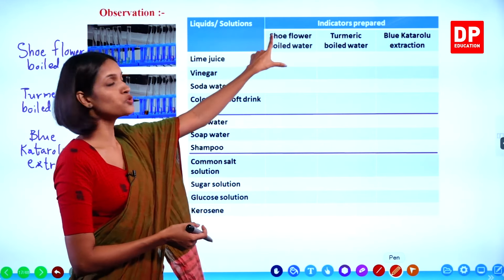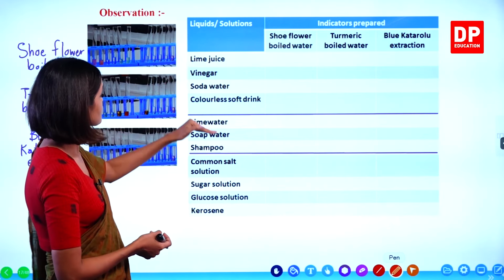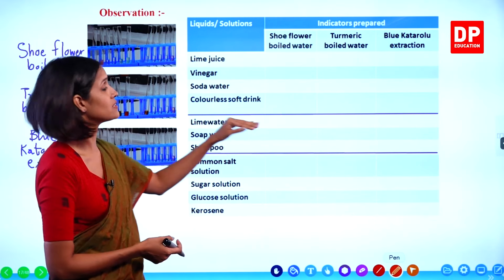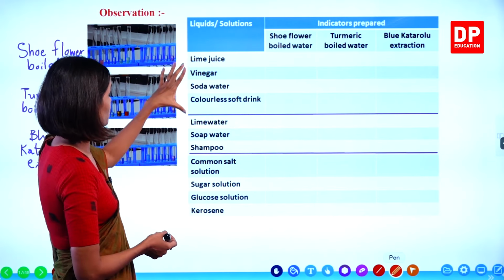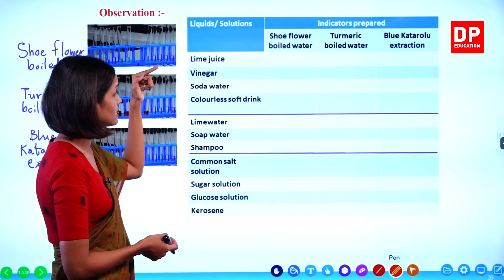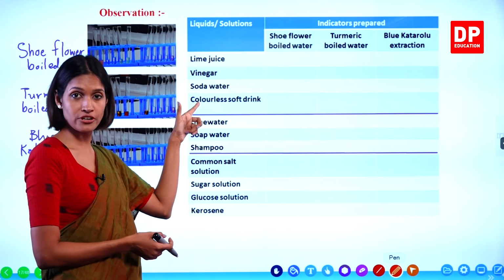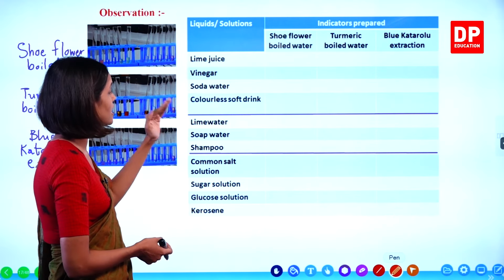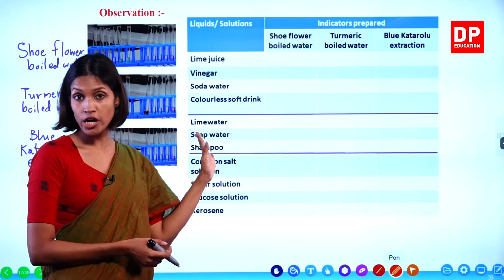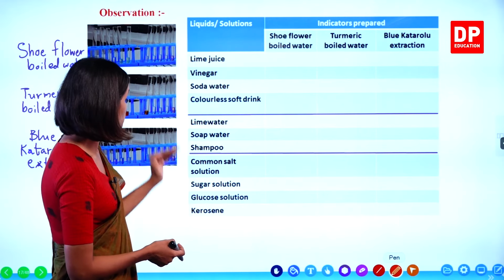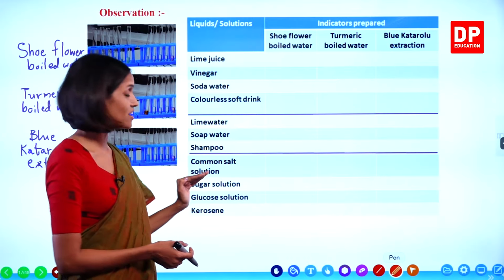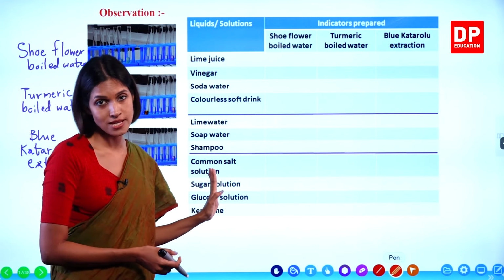So the first one, shoe flower boiled water. Here in this table I have separated acids, bases and neutral substances. Okay, the first four acids are lime juice, vinegar, soda water and colorless soft drink. They are all acids. And then lime water, soap water, shampoo are coming under bases. And then common salt solution, sugar solution, glucose solution and kerosene are coming under neutral substances.